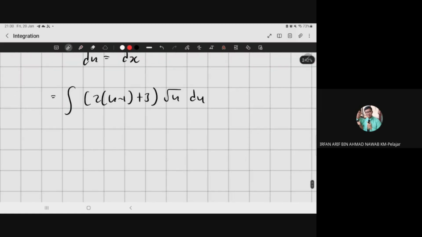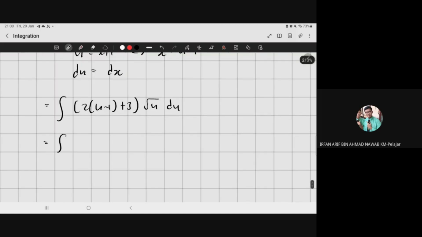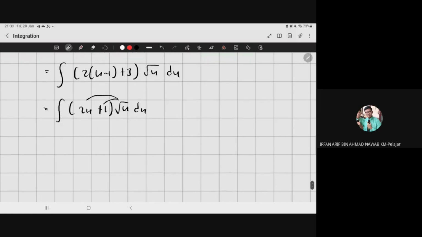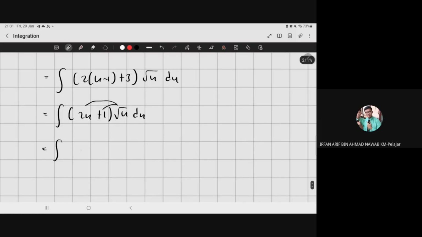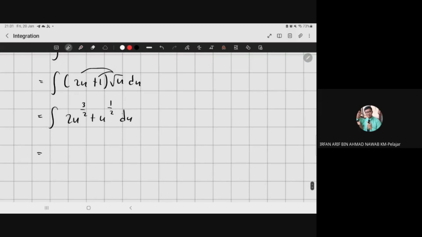Now, from here, just simplify it, okay? Sorry, it's not square root, this is the integral of 2u plus 1 square root of u. Then from here, all you have to do is expand it, very easy. So you will get the integral of 2u to the power of 3 over 2 plus u to the power of 1 over 2 du. And then from here, just integrate it as usual.